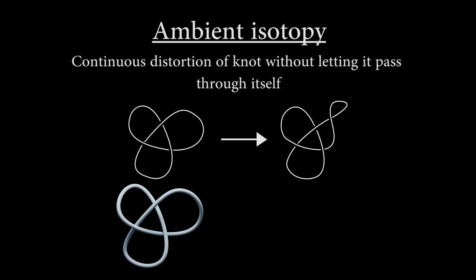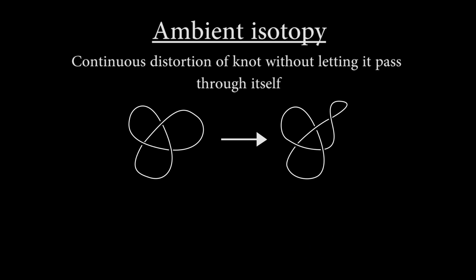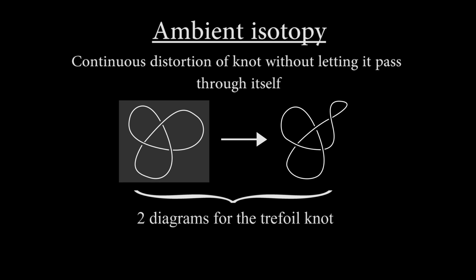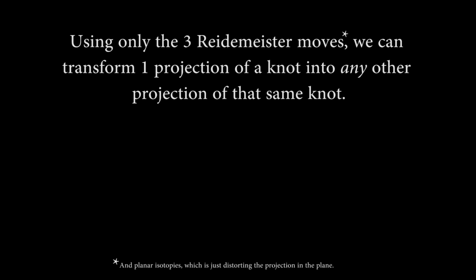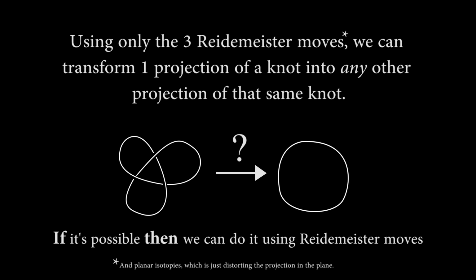So if you take a knot, then ambiently isotope it into a different configuration, you can end up with 2 different diagrams of the same knot. Reidemeister moves allow us to transform the first diagram into the second one, since we know that they came from the same knot. And just with these 3 moves, we can transform one projection of a knot into any other projection of that same knot. This means if it's possible to untangle the trefoil knot, we'll be able to transform it into an unknot using only the 3 Reidemeister moves.